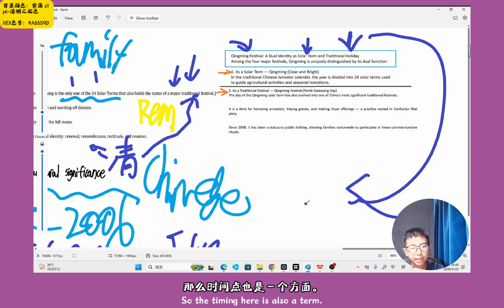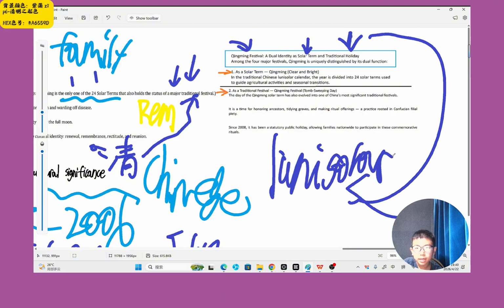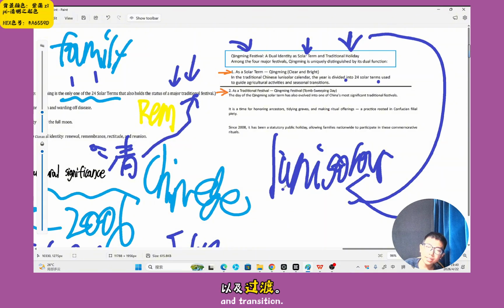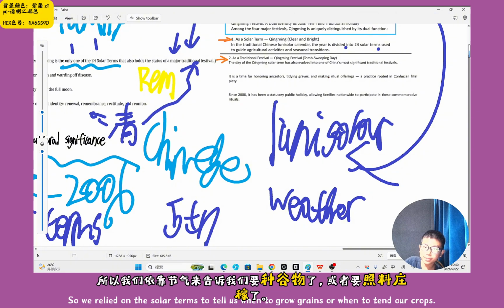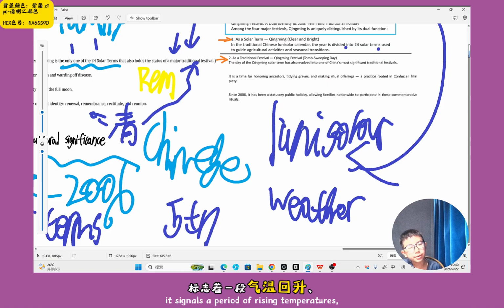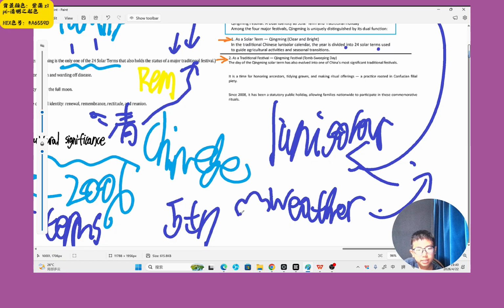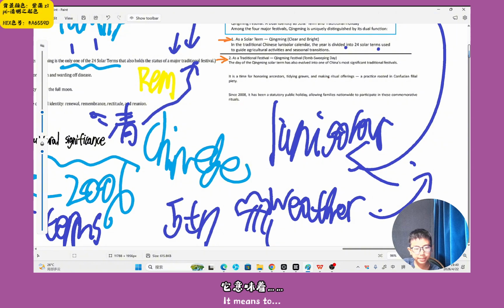So Qingming as a solar term is part of the traditional Chinese lunisolar calendar. The year is divided into 24 solar terms, used to guide agricultural activity and seasonal transition. Because in the past we didn't have clocks or weather reports, we relied on the solar terms to tell us when to grow our grains and crops. It signals a period of rising temperatures and increased rainfall, with clear fresh air, so optimal conditions for 踏青, or going on a spring outing. And it is nature's function, an astronomical and phenomenological marker.